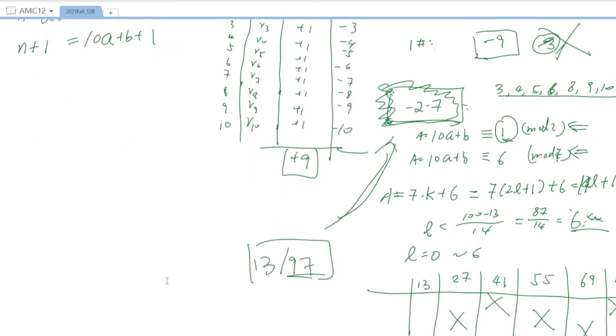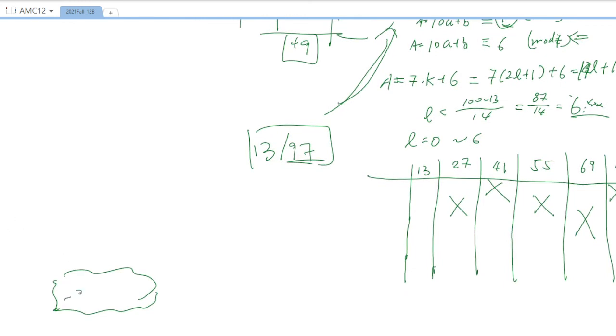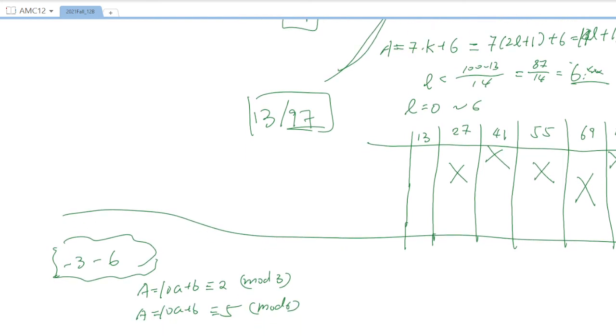case 2 is -3 and -6. That means 10a plus b must be 2 when we mod the 3, right? And 10a plus b, it must be a 5 when we mod the 6, right? That's the second case. Okay, now let's do it. Okay, so from here we know it must be a equals 6k plus 5, right?